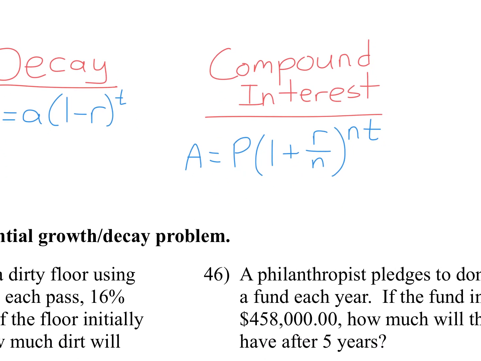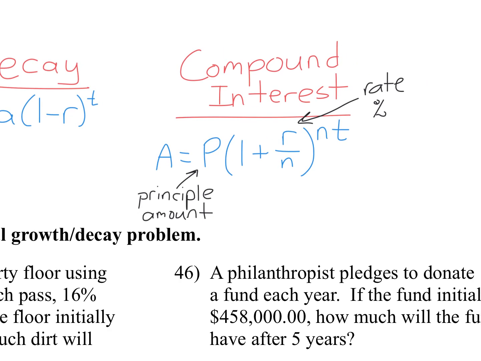Okay, let's talk about what they mean. What does P mean? Good guess. It's the principal amount. Does the A just stand for amount? A stands for the amount. Yep. A is what you're looking for. So P is the principal amount. R stands for rate, which comes as a percent, which you change to a decimal.